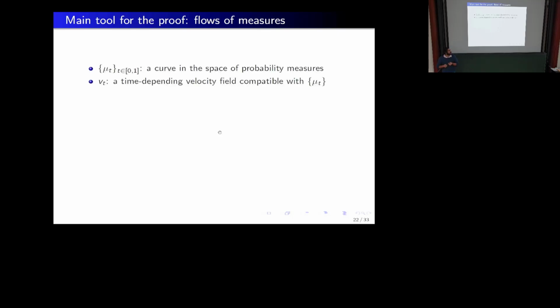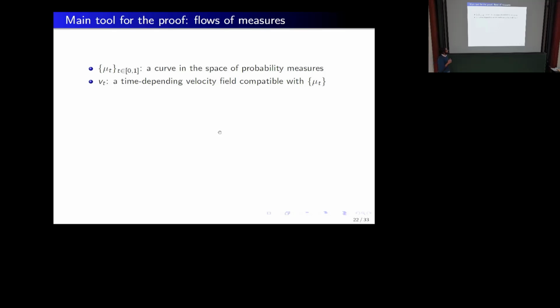So the tool that I'll use is flow of measures. I will take a curve mu t in the space of probability measures, and I will be very careless with regularity here, because in the end, the thing for which I have to use all of this can be made as regular as you want, pretty much.